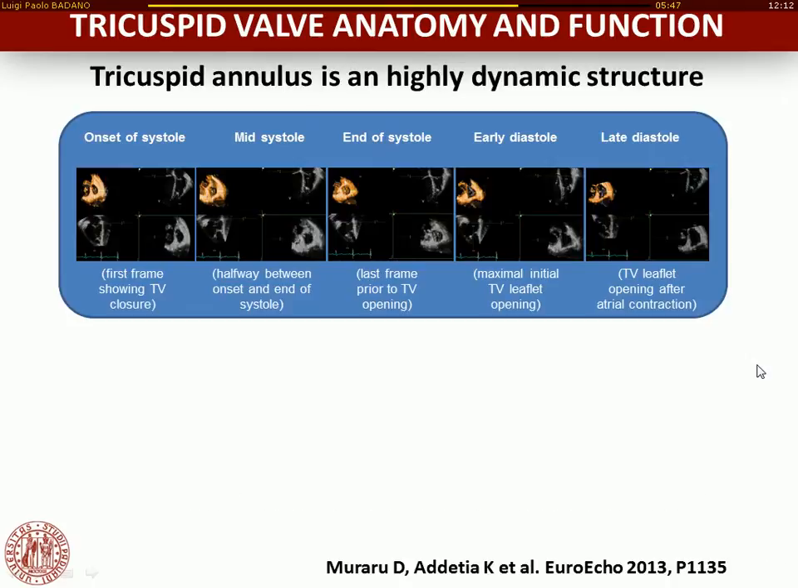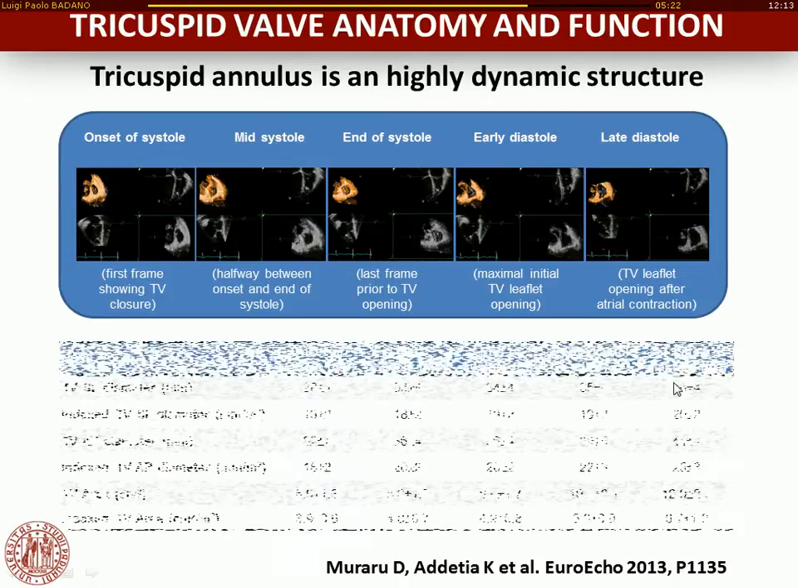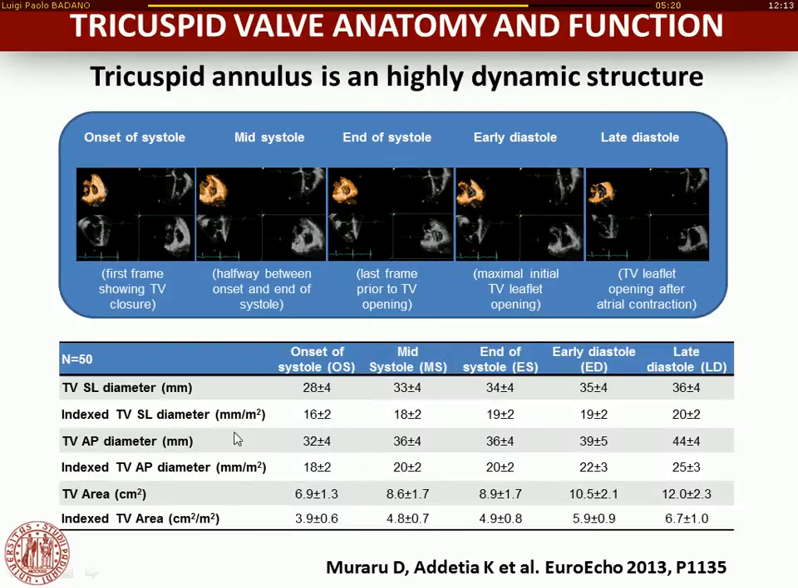Now we have better ways to assess the diameter, the annulus, and so we can also look at the dynamics of the annulus. Dr. Muraro and Dr. Adezia, in a collaboration between Padua and Chicago, have performed this study measuring the mitral and the tricuspid annulus at different times during the cardiac cycle. And what they were able to show is that it is really a highly dynamic structure.